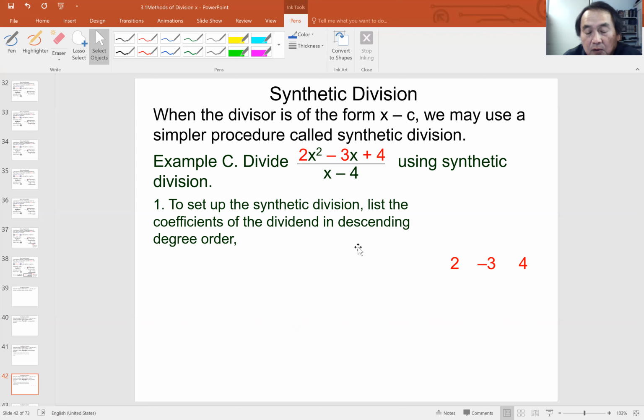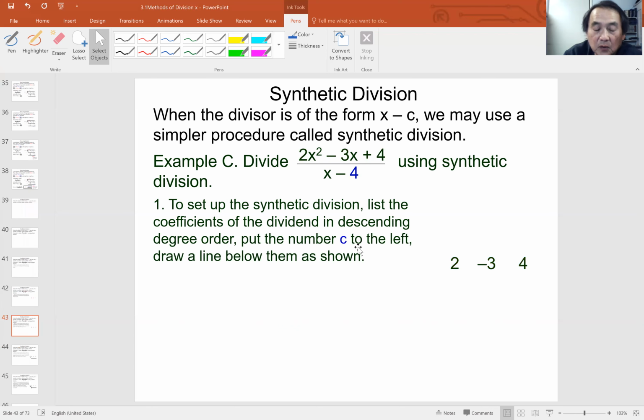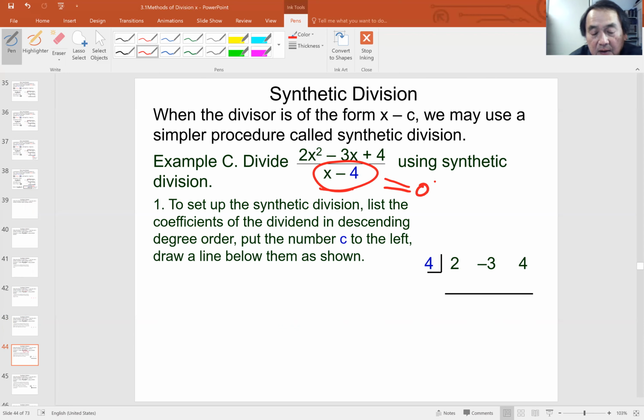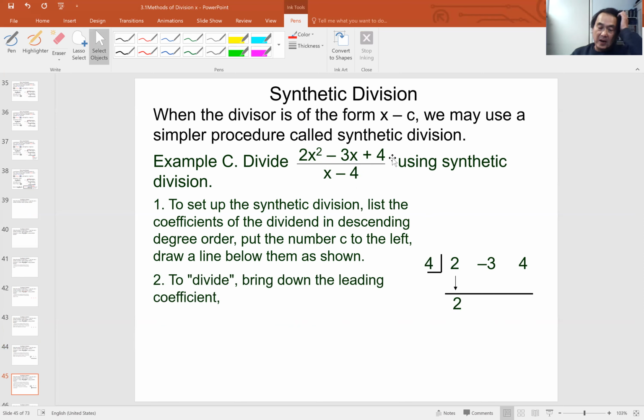You line up all the coefficients from the highest degree down to the lowest degree. If there's a missing degree, put a 0 there, and put the root. If I'm dividing by x minus 4, set x minus 4 equal to 0, then x equals 4. You're checking if 4 is a root. So when we put the number 4 into the formula, the remainder will be 0. Then the process starts like this. The first step, bring the first number down.